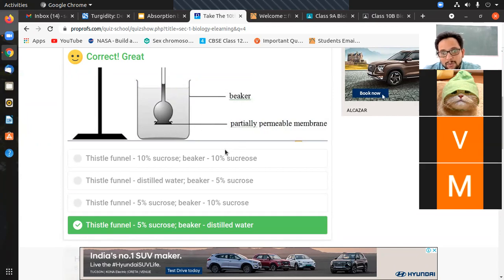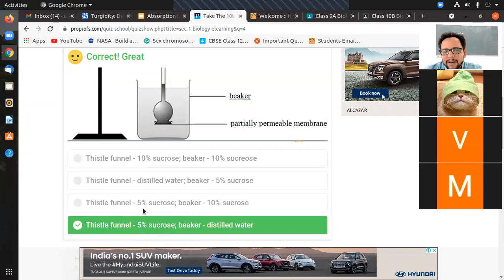Now, if you try to fit otherwise, if it is the first option, that is 10% sucrose on both sides, inside as well as outside, there will be no movement. Like we spoke of net movement, the tonicity is the same, so there will be no movement of water. Now, if we keep distilled water inside and 5% sucrose solution in the beaker, the water will move outside, so the water level inside the funnel should ideally decrease.